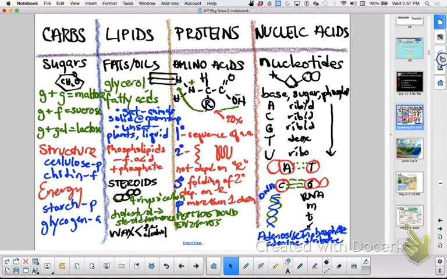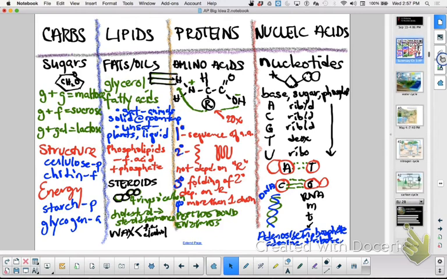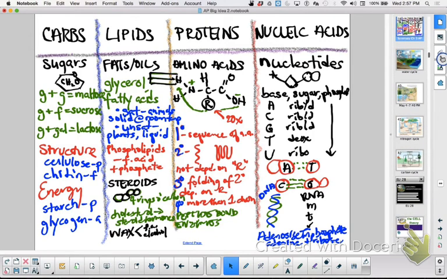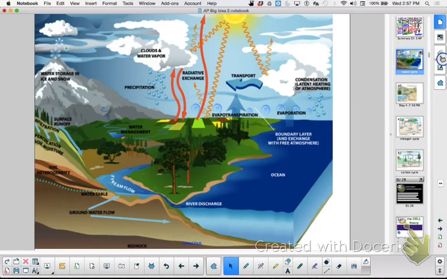Then that brings us to talking about the different cycles, and this is at the very end, so we're almost done here. We haven't talked about these cycles yet, but I know you talked about them last year, so this should be a review. So what cycle is this right here?